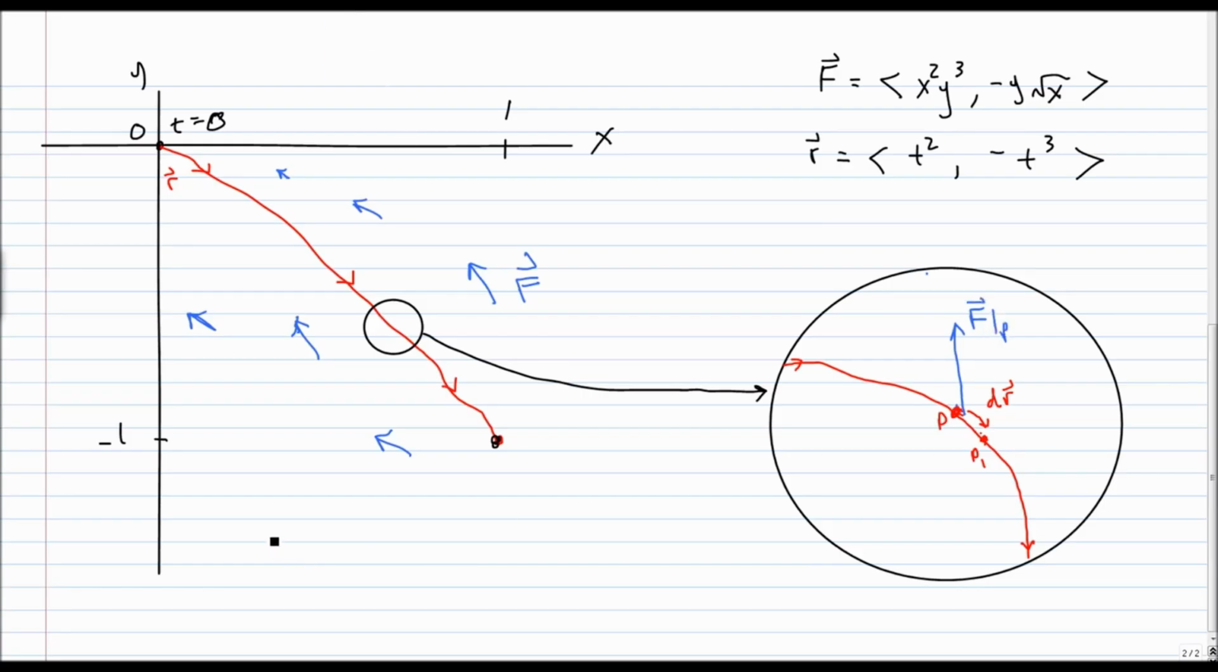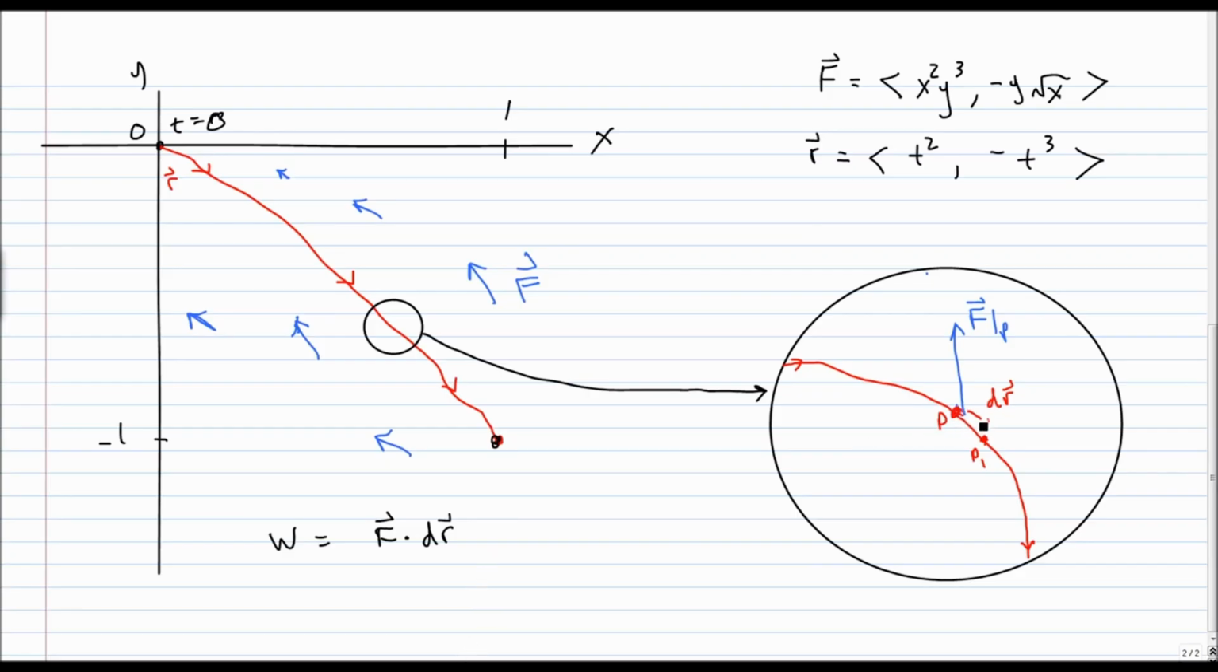Okay, well hopefully you remember from high school physics that the work in this case done by the vector field on this particle as the particle displaces from point P to some other point P1, which is an infinitesimally small distance away, would be the dot product between the force and that displacement, right? That's what work is.